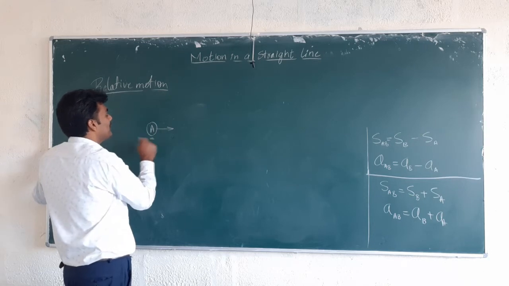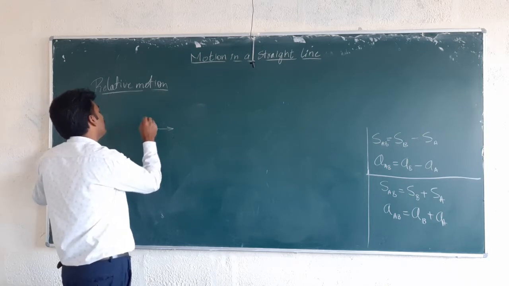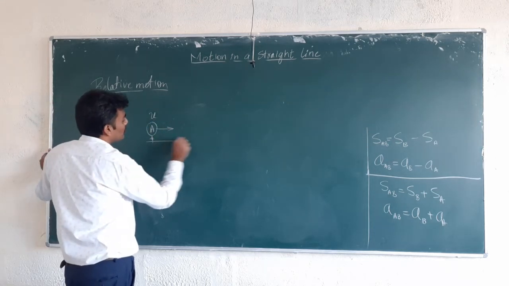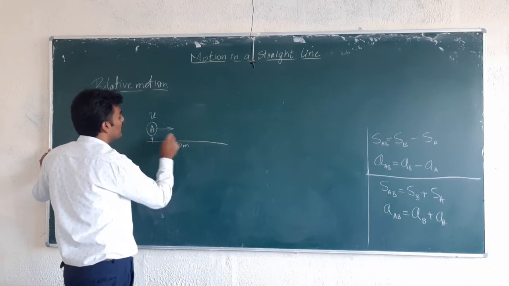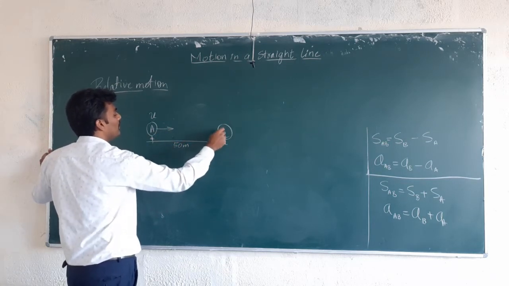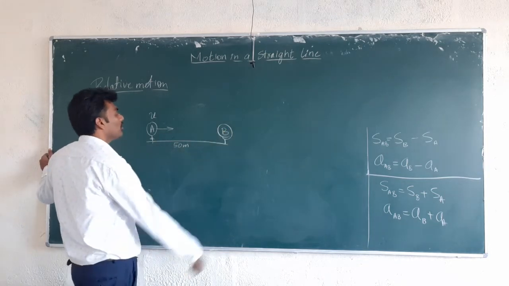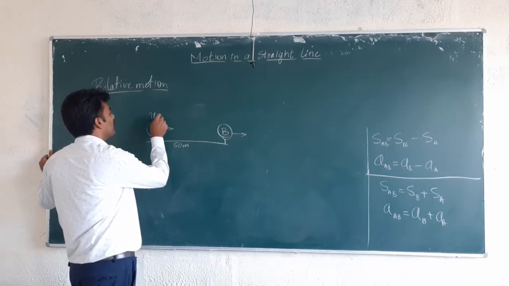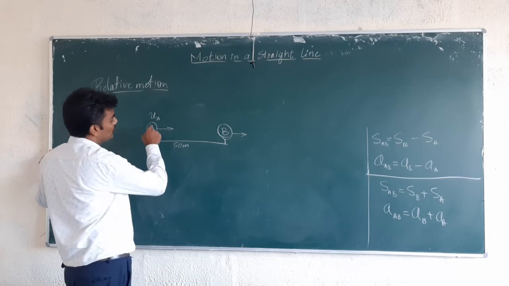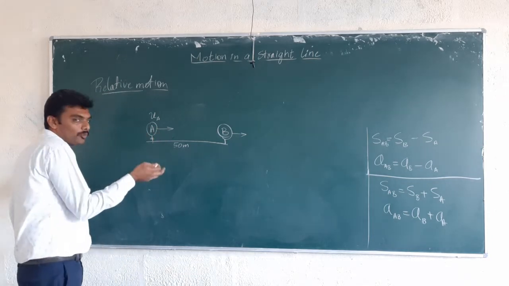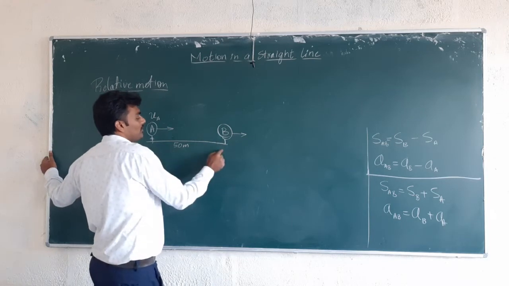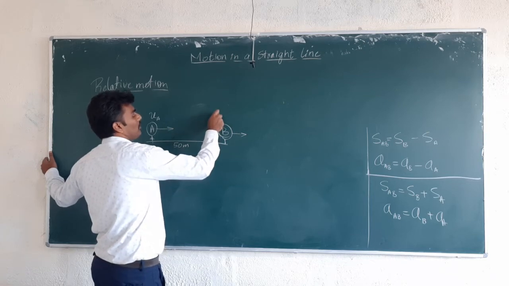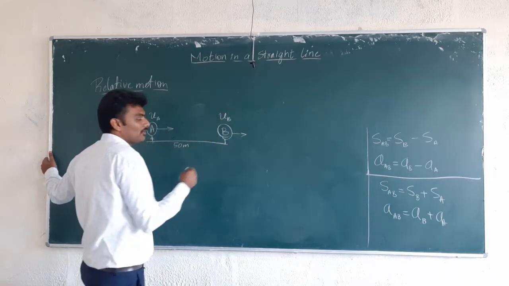Initially let the body A be moving with certain velocity UA, which we don't know. 50 meter away from this body we have one more body B, moving in the same direction, with the initial velocity UB.